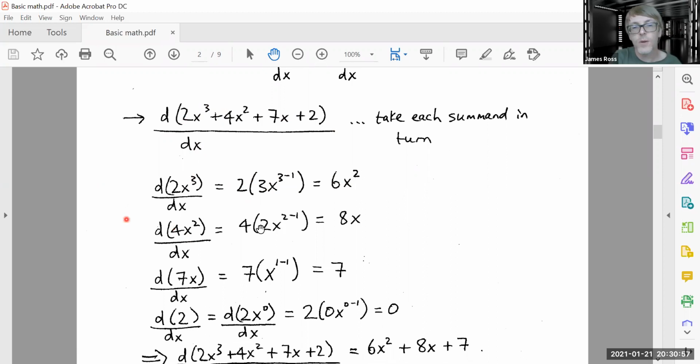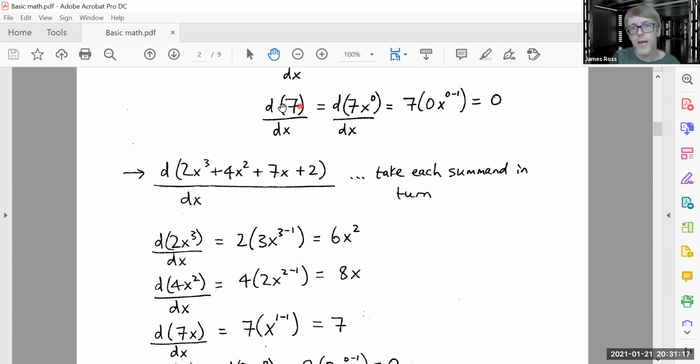Again, we take the 4 outside, the 2 comes down as a coefficient, x to the 2 minus 1. 2 4s are 8, and then we have 2 minus 1 is 1, so it's 8x. Constant, I think we've just seen this exact example. Oh, no, we didn't. Sorry, it's got an x here. We saw an example without an x.